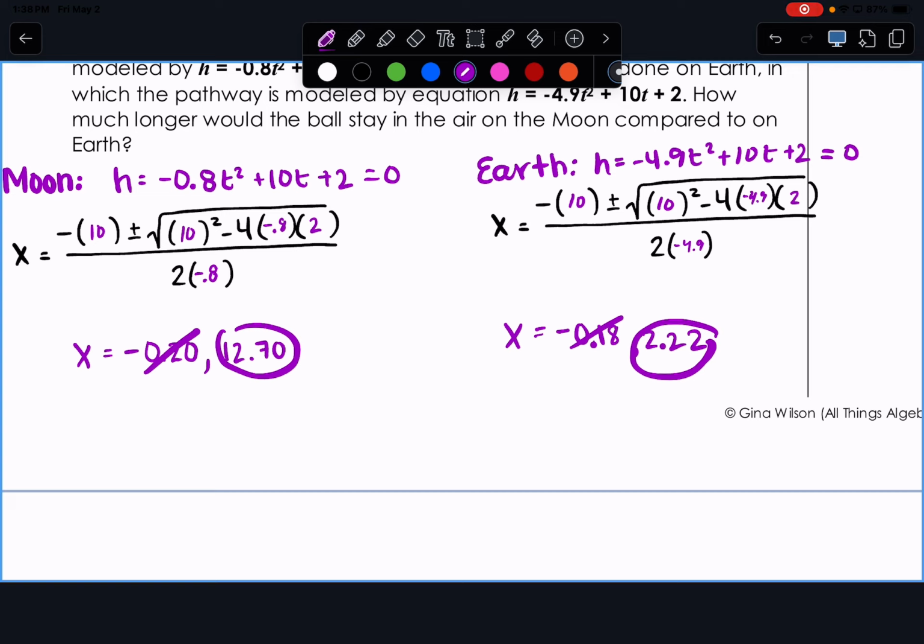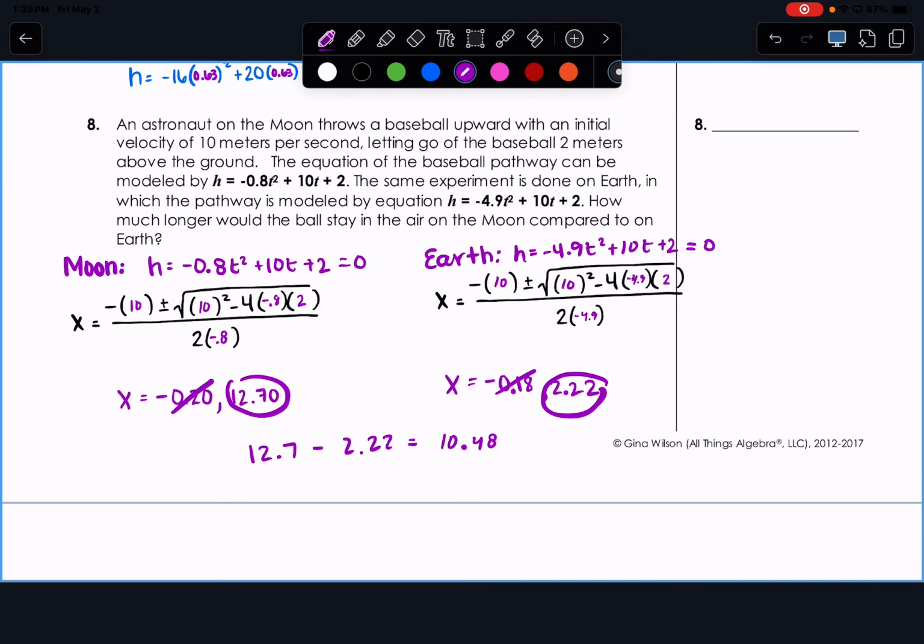How would I figure out how much longer it stays in the air on the moon? Subtract. Yeah. So we do 12.7 minus 2.22, which gives us what? Not 9. Like 10.4. 10.48. And so our answer is 10.48 seconds. And we are done for today.